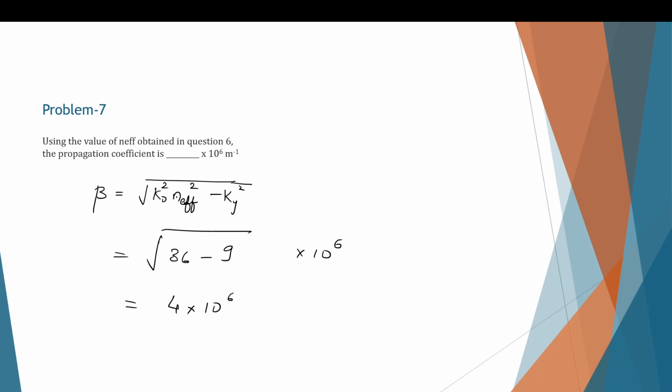The similar thing we could have even got without going to the n effective part by just writing it as k naught squared n squared, that is 3 squared, minus kx squared minus ky squared. So both will give the same answer. Just that because they said we have to use n effective, we should use this method.